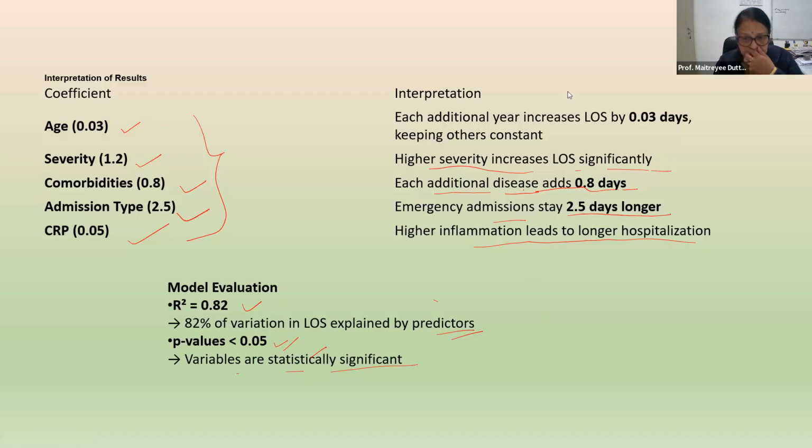Ma'am, we have one query in the chat box about how to calculate R square. Okay, we will see the code at the end of the slides. I have given all the performance metrics. We will see R square. Any other doubt? To understand the concept is most important.